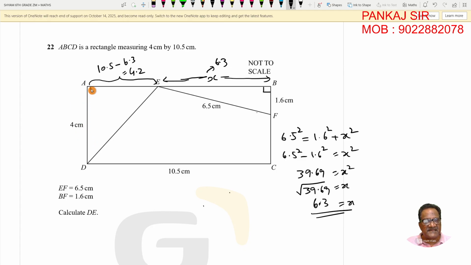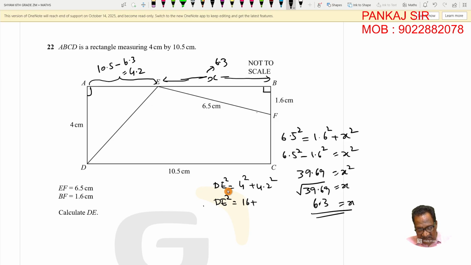Again this is 90 degrees. Now this particular DE you can find out. So DE square, again Pythagoras theorem, DE square will be equal to this 4 square plus 4.2 square. Am I right? So DE square will be equal to 16 plus 4.2 square. Okay, 4.2 square is how much? Let us see.